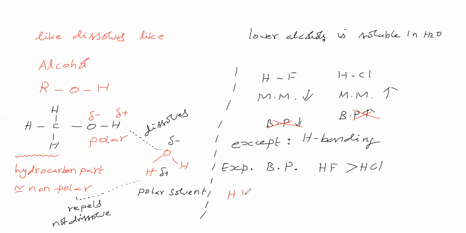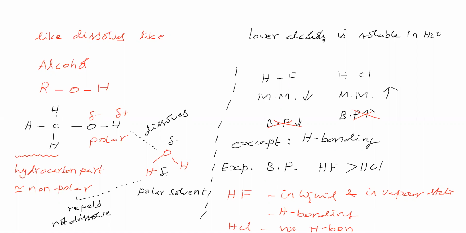Now, HF in liquid state and in vapor state, hydrogen bonding is possible. But for HCl, hydrogen bonding is not possible, whereas for HF hydrogen bonding is possible. So how is the hydrogen bonding in HF? In HF hydrogen bonding is there.